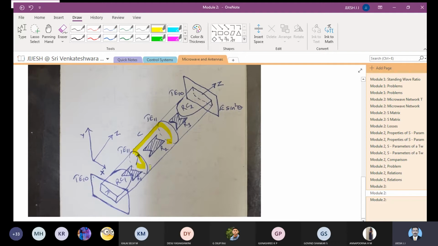Circular type, this one. The other two are rectangular. So draw this figure. All of you must draw this figure, even though you are in an online class.